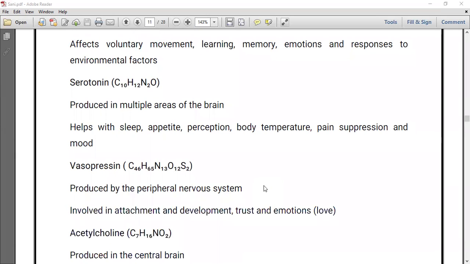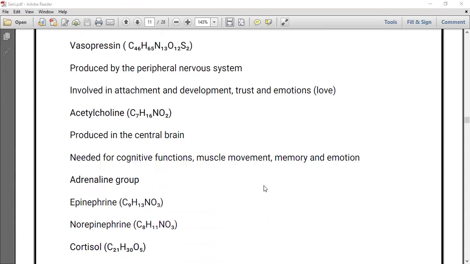The other one is vasopressin, produced in our peripheral nervous system, involved in attachment and development, trust, and emotion, like love. And the other one is acetylcholine. It is basically produced in the central brain, which means the midbrain, and it is needed for cognitive functions, muscle movement, memory, and emotions.